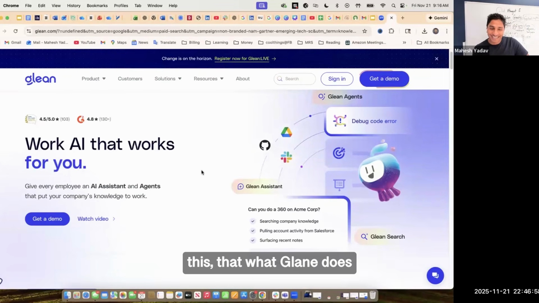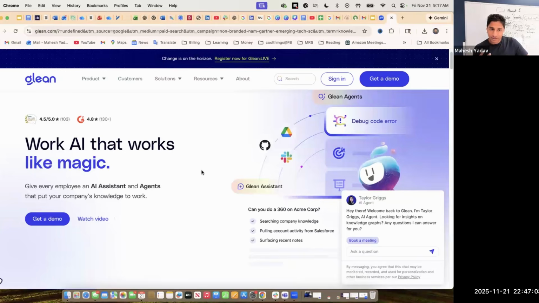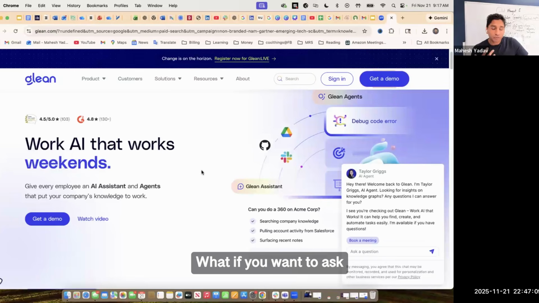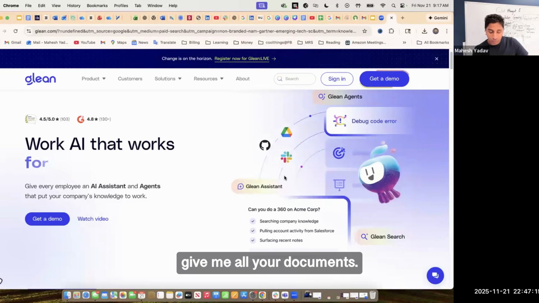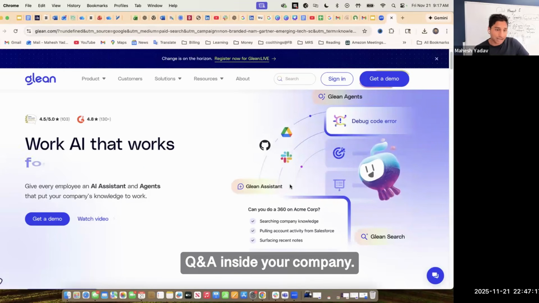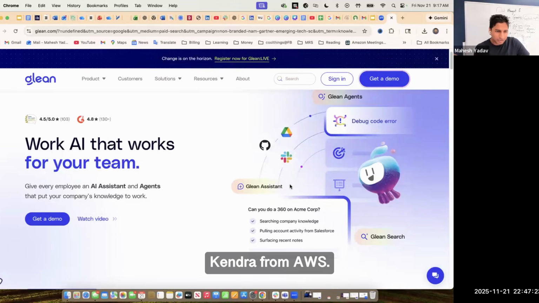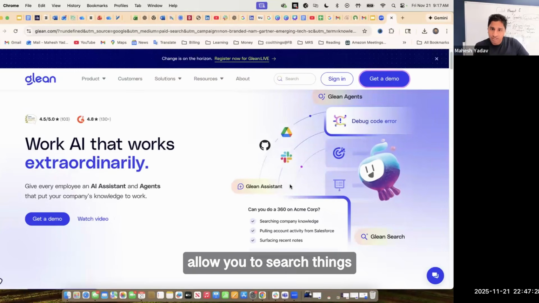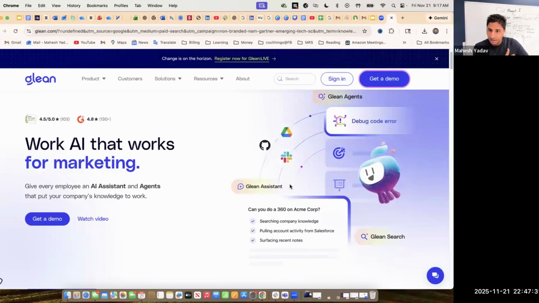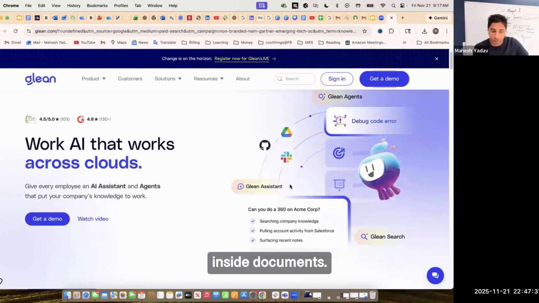Glean is known for knowledge management inside your companies. ChatGPT is good at answering questions for public search. But what if you want to ask questions in your own company? So Glean says, give me all your documents, and now you can do Q&A inside your company. Like the internal search we had, remember? Kendra from AWS, and Azure has Azure Search, which allows you to search inside your company documents. They are saying we can do Q&A. We are building ChatGPT, but for your company's internal documents.